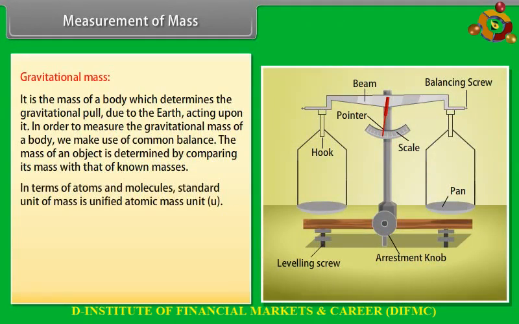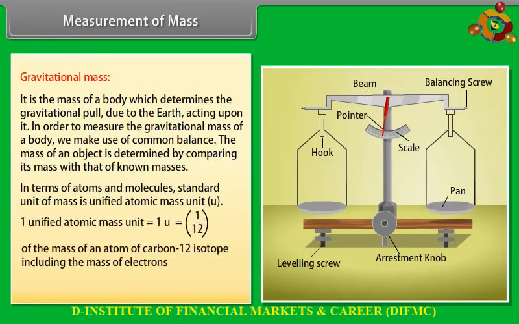In terms of atoms and molecules, the standard unit of mass is the Unified Atomic Mass Unit, that is u. 1 unified atomic mass unit, 1 u, is equal to 1 upon 12 of the mass of an atom of carbon-12 isotope including the mass of electrons, which is equal to 1.66 into 10 raised to the power minus 27 kg.